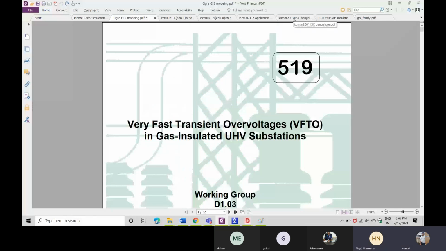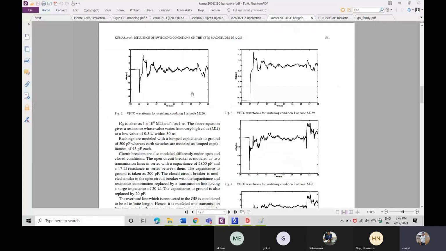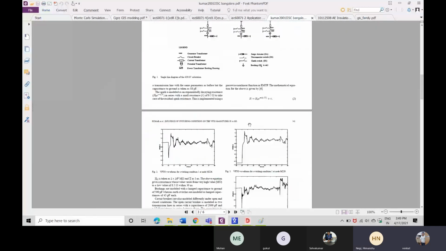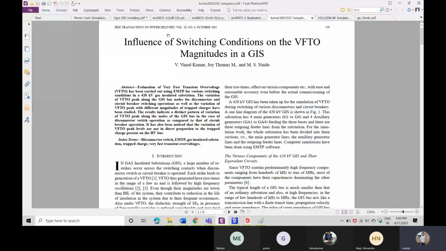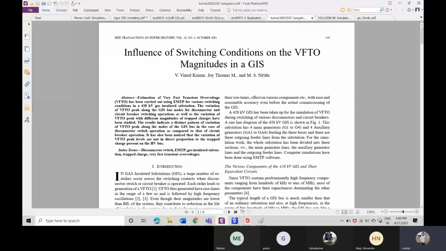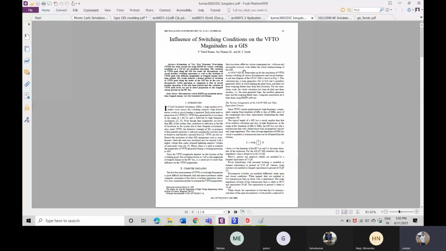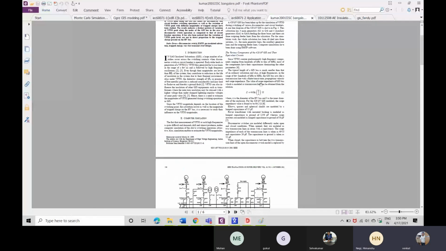Other than that, if you want to learn something more about how I have modeled the disconnector, I will share this too. This is an IEEE paper written by somebody called Vinod Kumar. I will share it with you. Okay, that would be great.